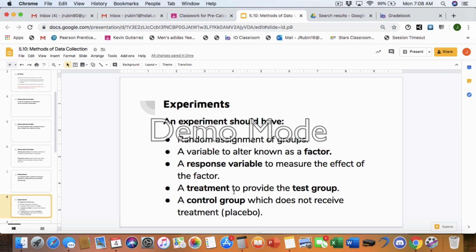So if you were doing medicine, right, the most common thing is the test group receives the new medication. The control group receives a placebo effect or a placebo pill. Usually it's just like a sugar pill.